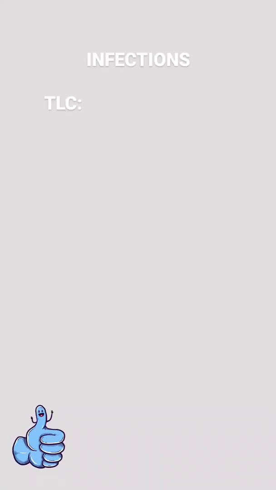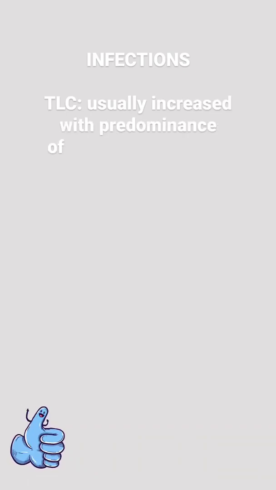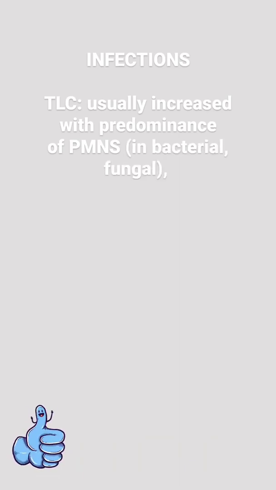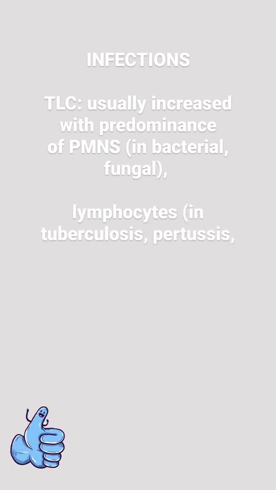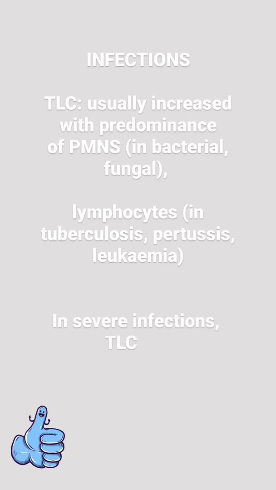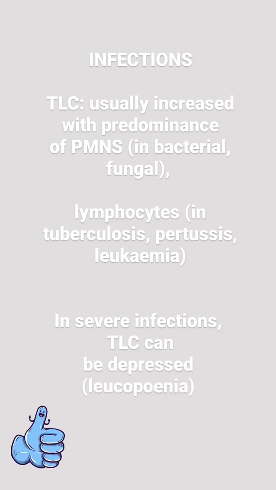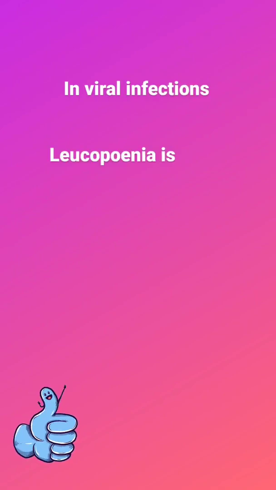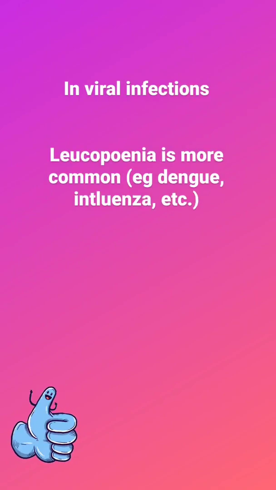usually total leukocytic count gets increased, with neutrophil predominance in bacterial and fungal infections. Lymphocytes will be increased in cases of tuberculosis, pertussis, and leukemia. So these two things we need to keep in mind. In severe infections, TLC can be depressed. We can find leukopenia, that is, reduced total WBC count is called leukopenia. So in severe infection, this may happen. In viral infections, leukopenia is more common, such as in dengue fever and influenza.